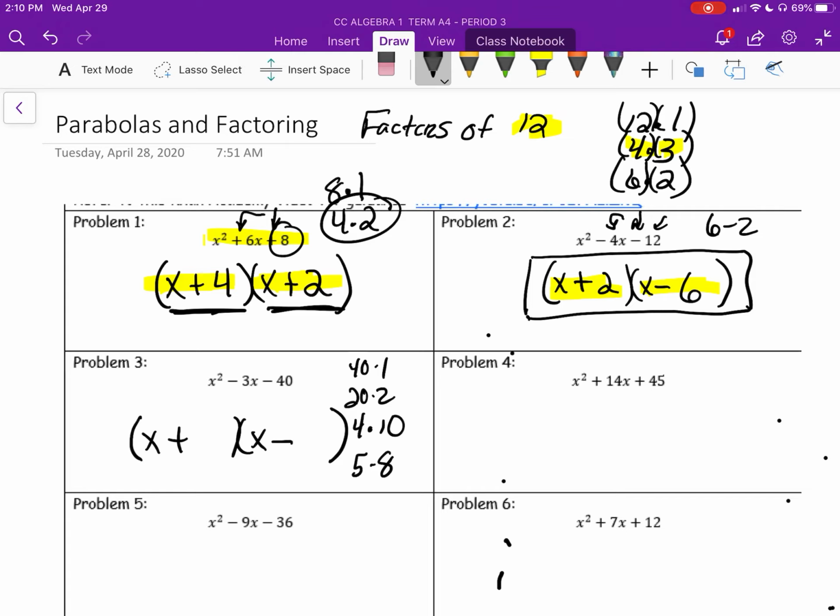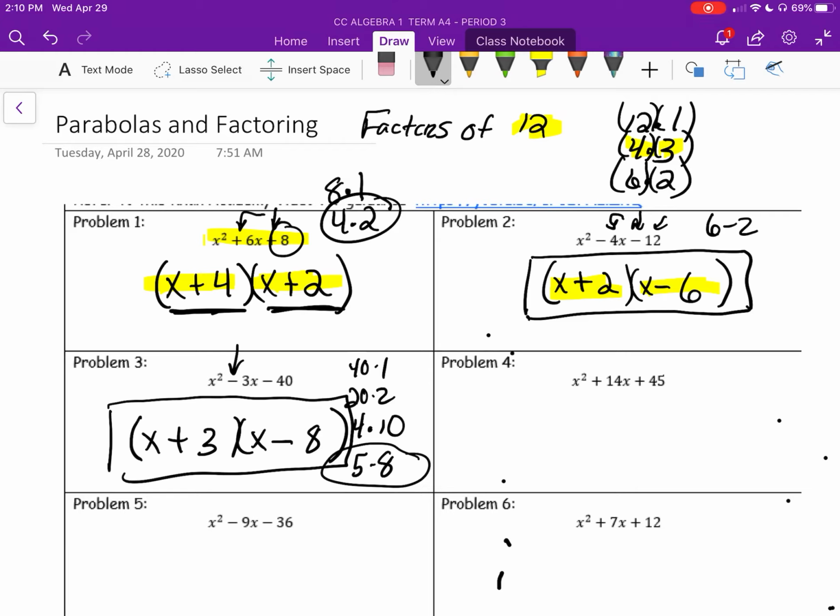So we want the factors that subtract to give me negative 3. So 8 and 5 subtract to give me negative 3. So we're going to put negative 8 and positive 5. Because you want more negative, and that's because this number here is negative. If that had been positive, we would have put the 8 on the positive.